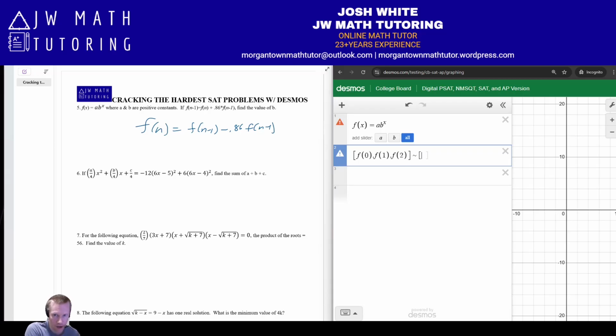Okay? So now we're going to note that, first of all, I'm just going to set f of 0 equal to 1, kind of as a starting value. Say this function goes through 0, 1. All right? So I'm saying I'm starting off with one point for this function, 0, 1. Then I know that f of 1 is just equal to f of 0 minus 0.86 times f of 0. And then I know that f of 2 is going to be equal to f of 1 minus 0.86 times f of 1.